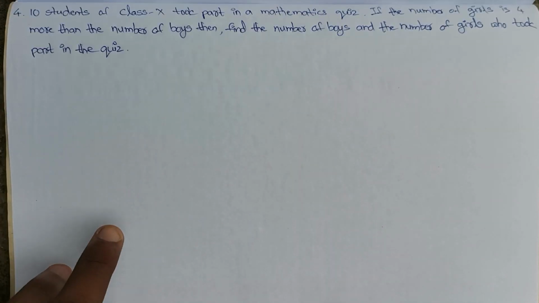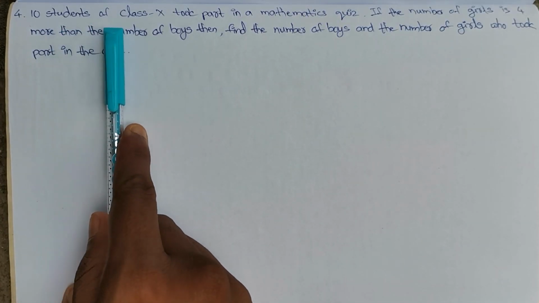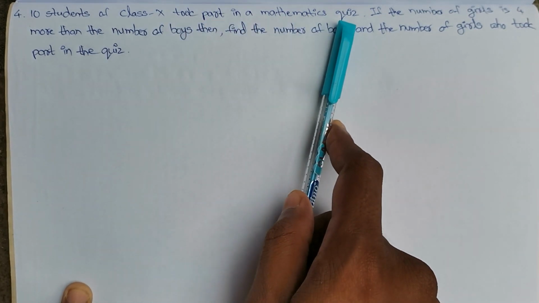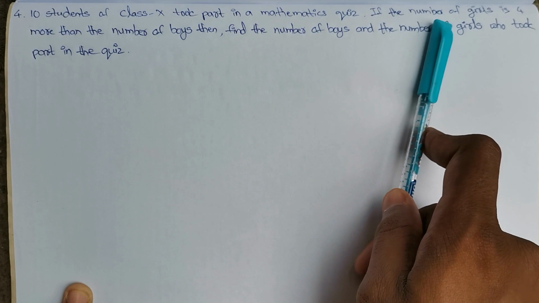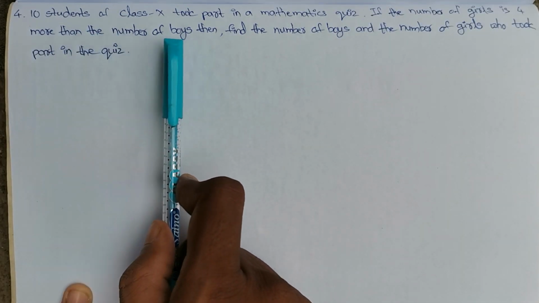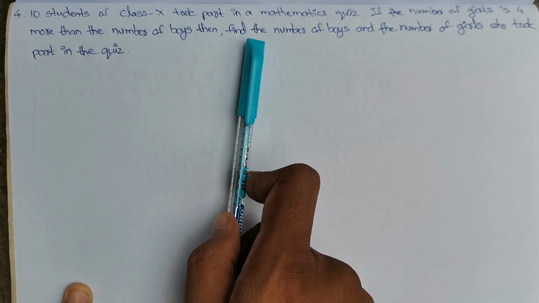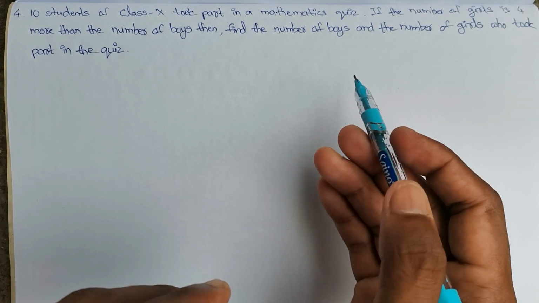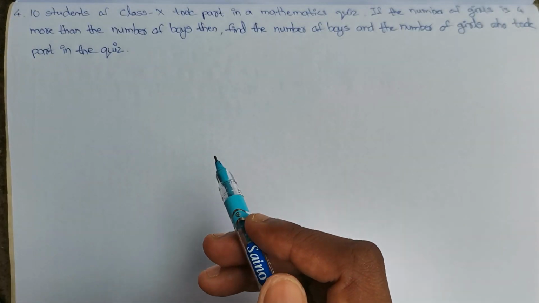Okay, let's take question number 4. 10 students of class 10 took part in a mathematics quiz. If the number of girls is 4 more than the number of boys, then find the number of boys and girls. So here, how many boys and how many girls there are, we don't know.